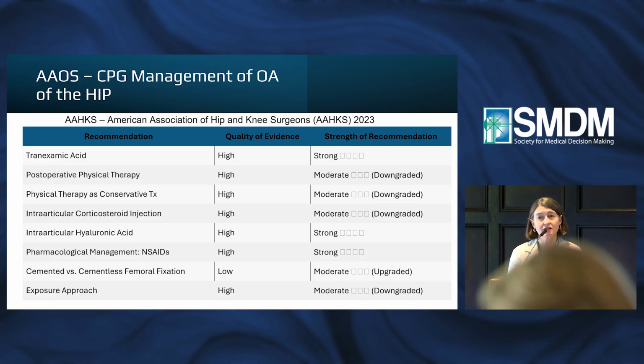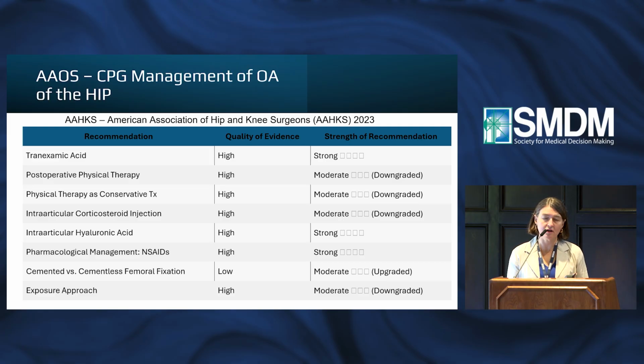And it's interesting because I think a lot of patients do go and get their total hip surgery and think they're automatically going to be referred to physical therapy. And that is not always the case. And then physical therapy is a conservative treatment. We have corticosteroid injections, hyaluronic acid, management using NSAIDs.